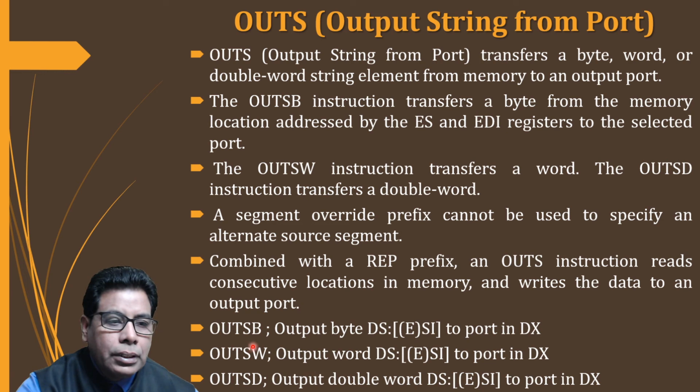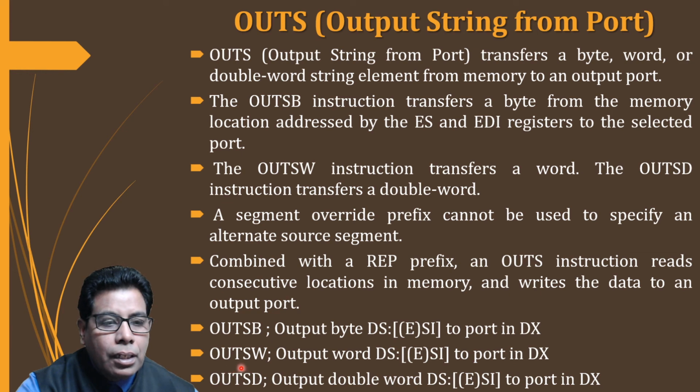So we take the first instruction, OUTSB. So this will output a byte from this location DS:SI. Here we have taken DS and SI, these two registers. So this is the data segment and this is the source index. So these two registers will be used for calculating the actual address of the memory location to port which is specified by DX.